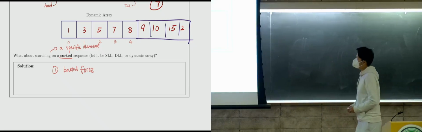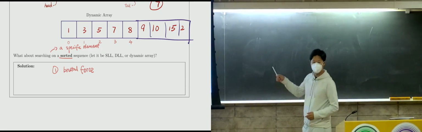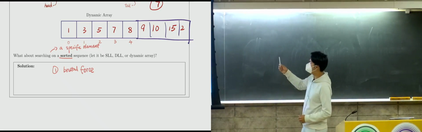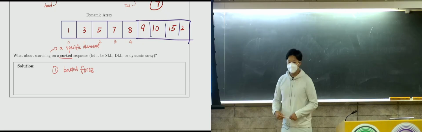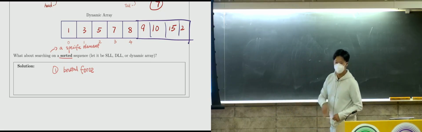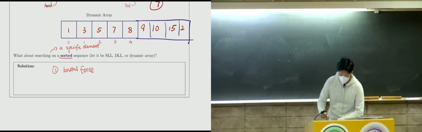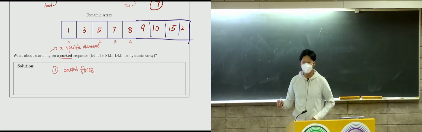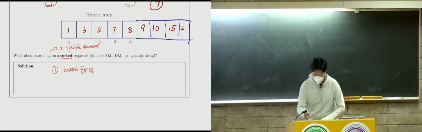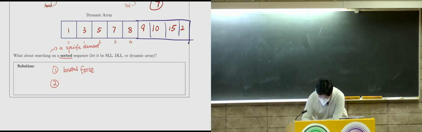Is there a way that we could use this information, under the premise that this array is sorted? Yeah. A binary what? Yeah, binary search. The second approach is called binary search.